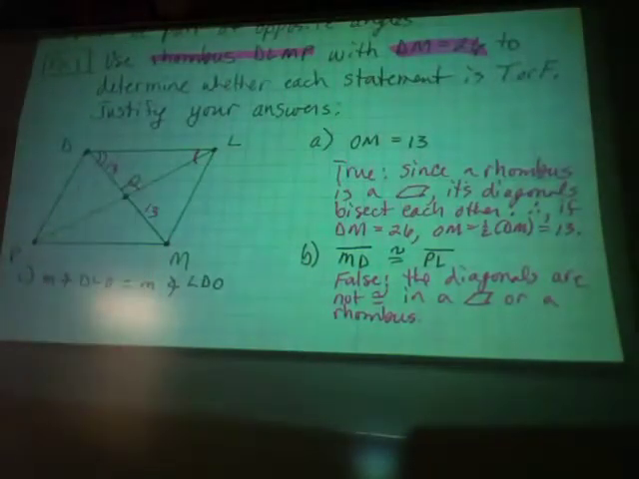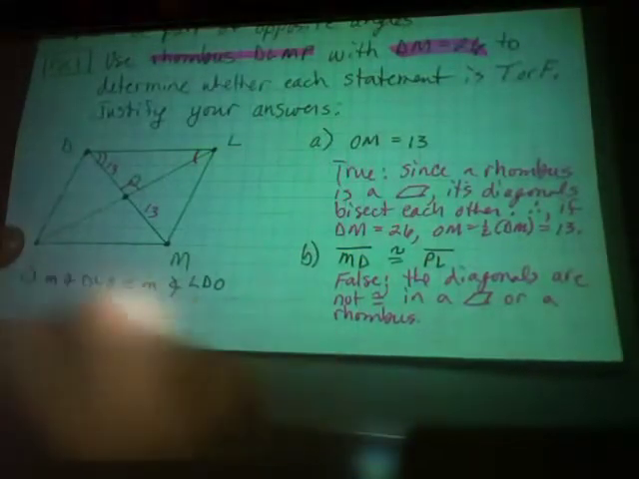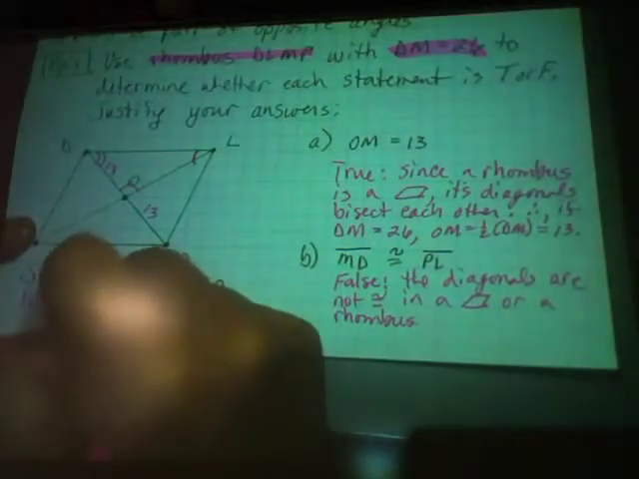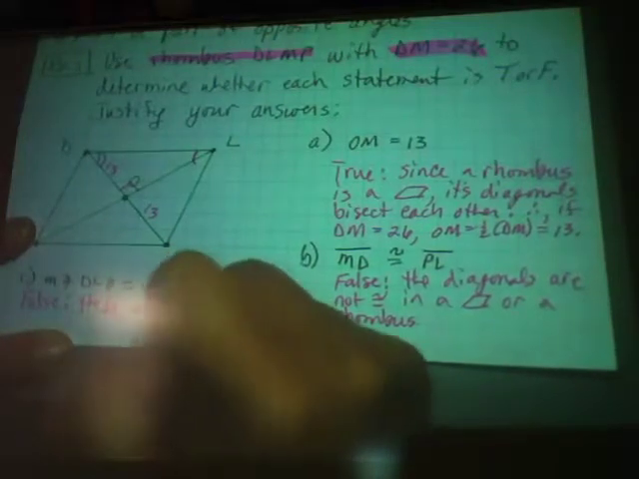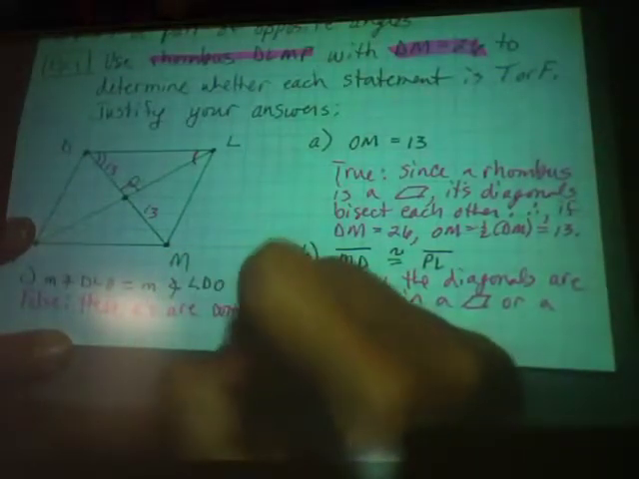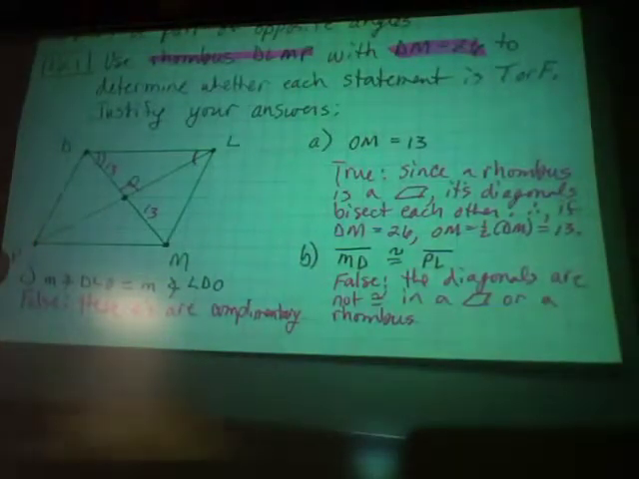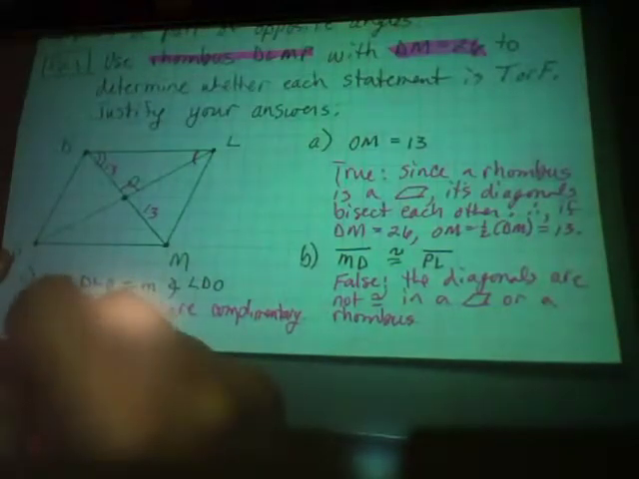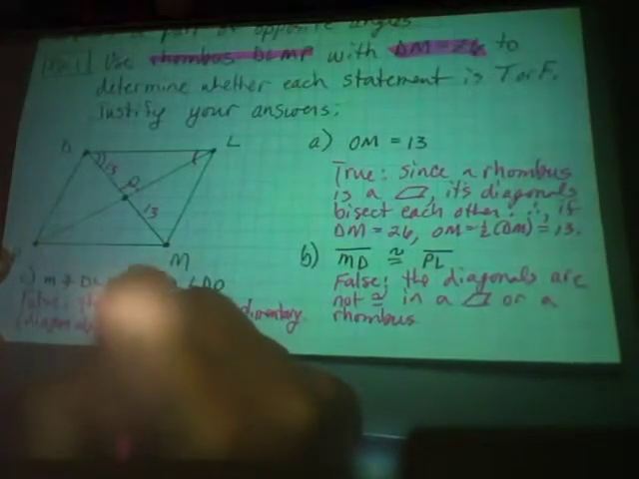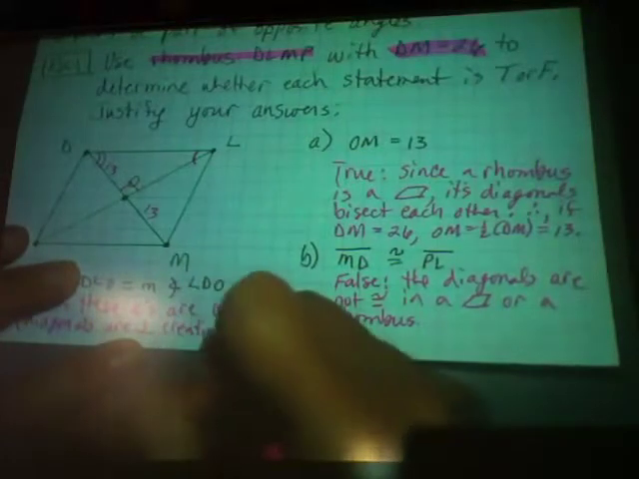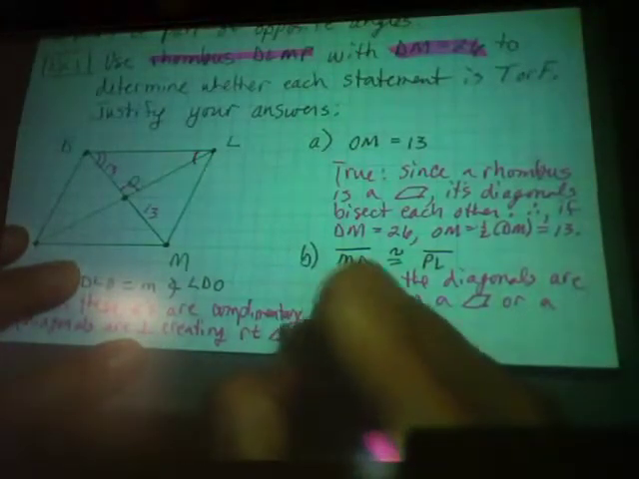What kind of angles add up to 90 degrees? Complementary angles. So my answer to here would be false. These angles are complementary, and you might want to put in here just for your note purposes that diagonals are perpendicular, creating right triangles.